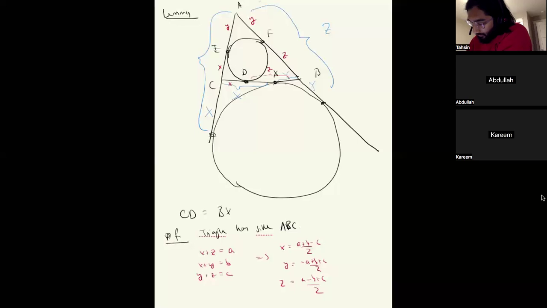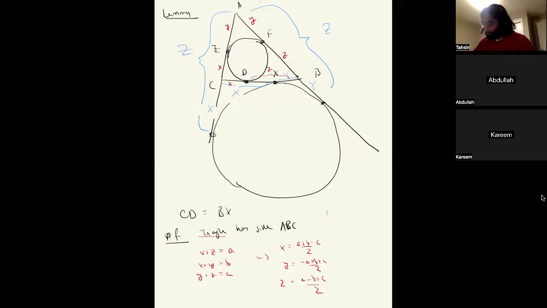Okay, let's use different letters. I'll still use the same letters, but I'll write it in blue, so hopefully it's clear. So capital X, X, Y, and then Z, and then Z.